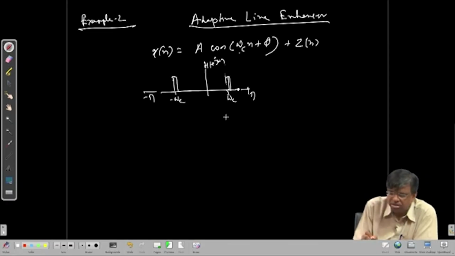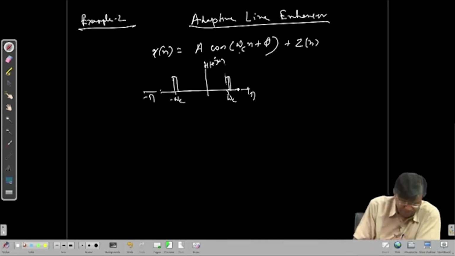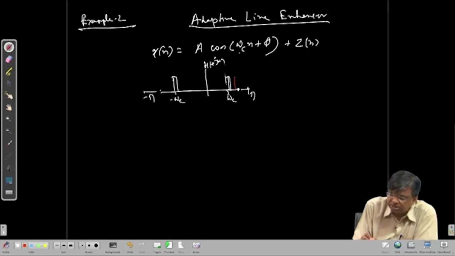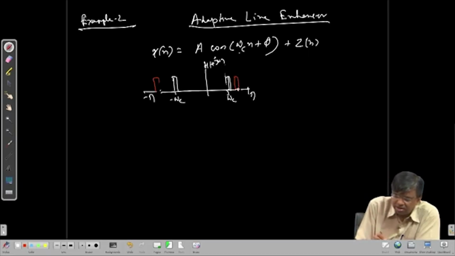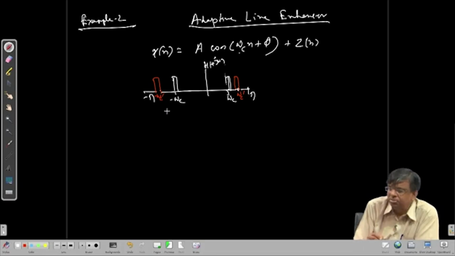Some frequency may be here and here. So, my pass band should have been here now, okay. But that is not the case. That is, my pass band should have been here and here. It is now omega c prime and minus omega c prime. Omega c has changed to omega c prime, but that is not the case.